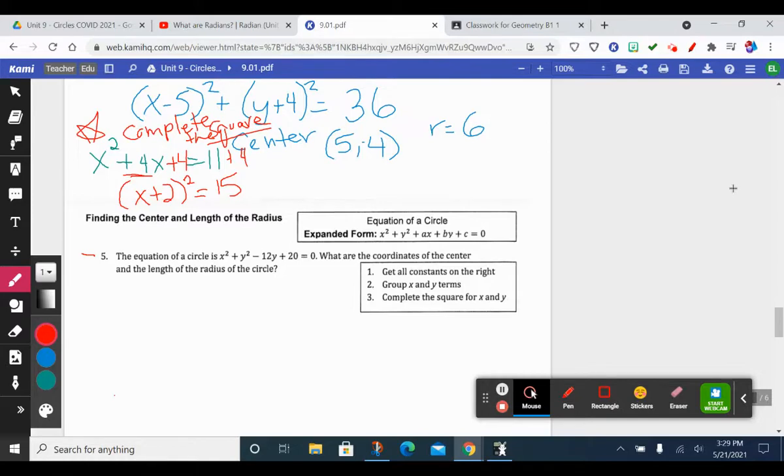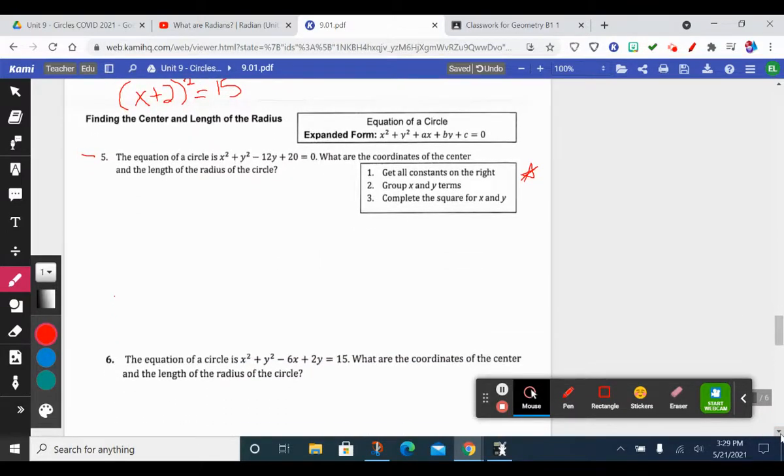So what we need to do is this little three-step process. Get all the constants to the right, meaning this 20 we need to bump across. Group together your x terms and y terms. Here we only have one x squared, but we have two y terms. So we're going to keep those together and then complete the square from there.